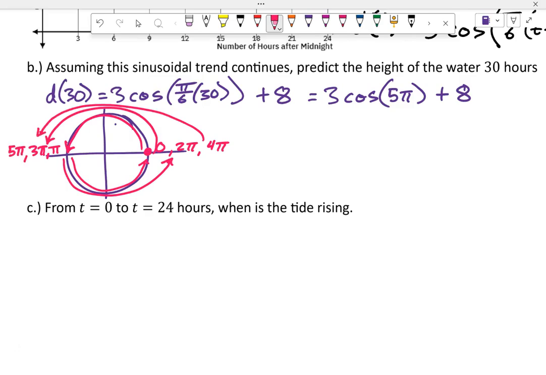What is the coordinate pair at pi on the unit circle? -1, comma. Which one is cosine? That x value or the y value? The x. We need to remember that. Cosine relates to the x value, sine to the y value. So what is cosine at 5 pi?